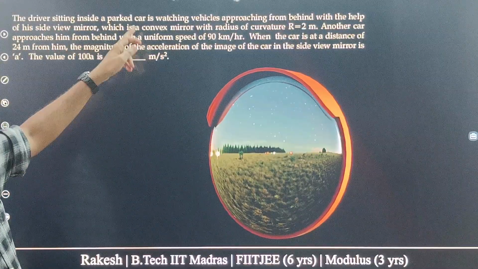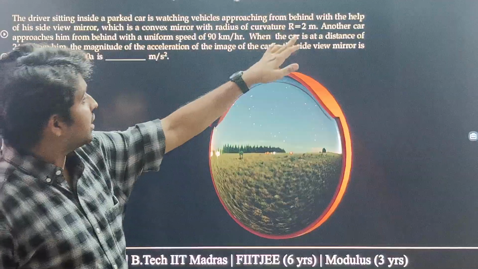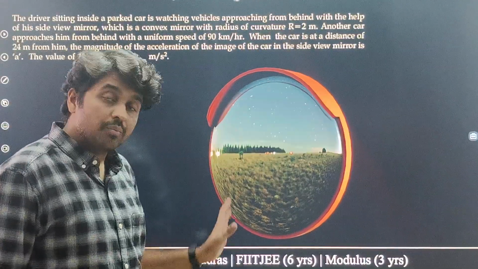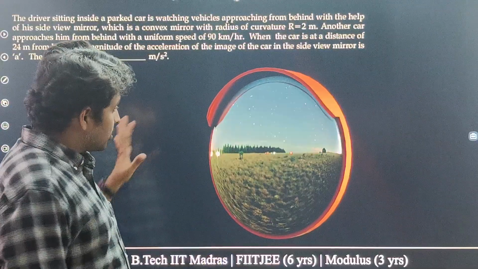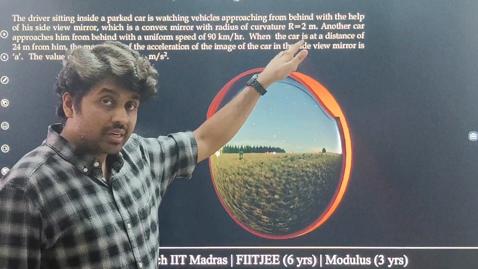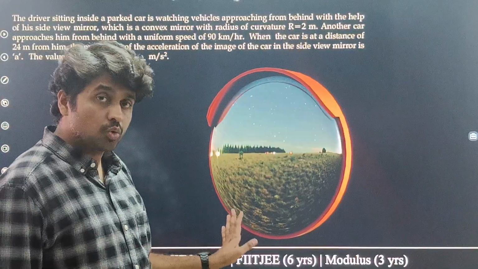The driver sitting inside a parked car is watching vehicles approaching from behind with the help of a side view mirror. So I've just given the convex mirror, a big convex mirror, and there is a driver who is looking into this mirror, of radius of curvature 2 meters. So this radius of curvature is 2 meters.